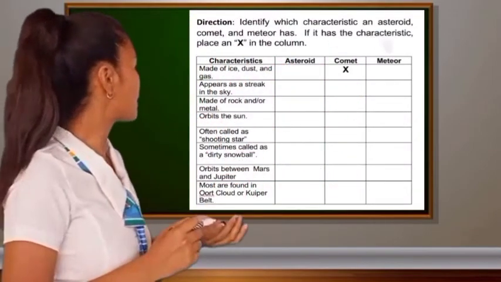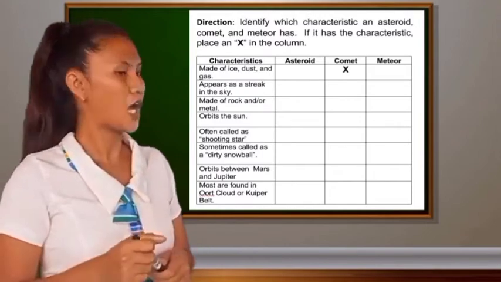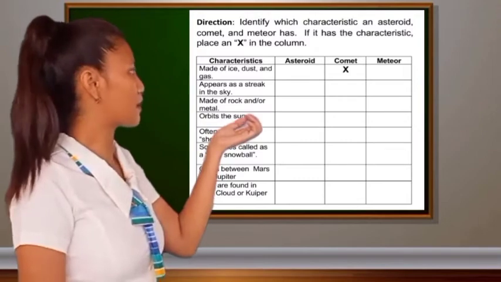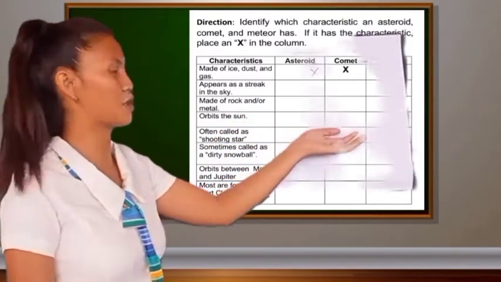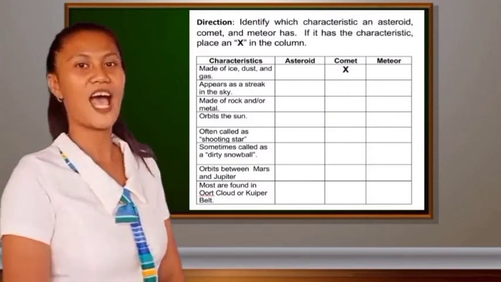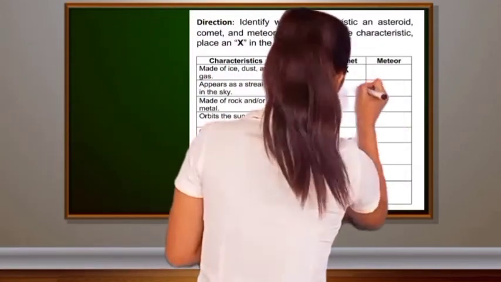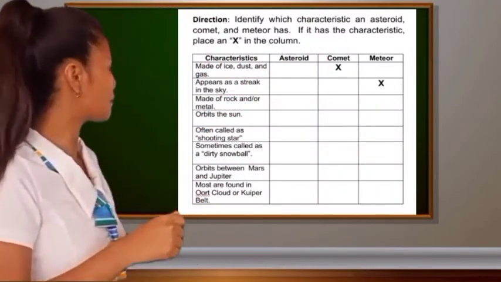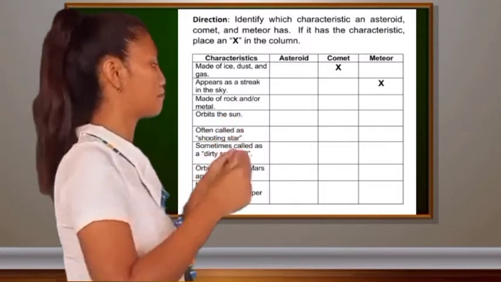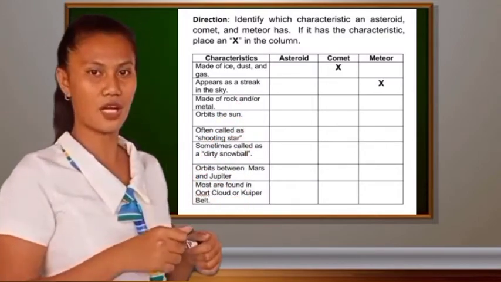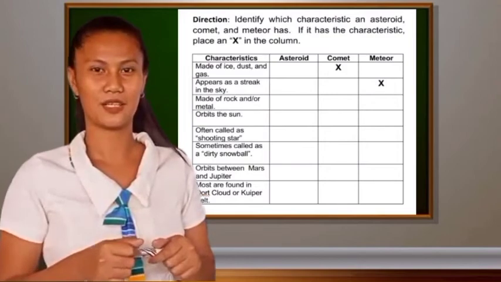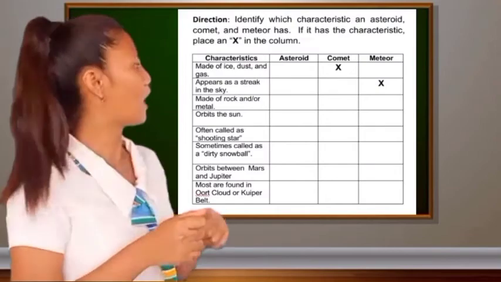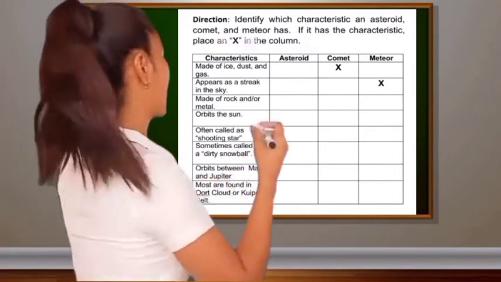Now next we have appears as a speck in the sky. How about group 3? What would be your answer for this? Is this a characteristic of an asteroid, comet, or meteor? Okay, meteor. Correct, group 3. Thank you. Now to continue, I have here made of rock and earth metal. Is this an asteroid, comet, or meteor? Group 4, what would be your answer for this? Asteroid. Very good, group 4.